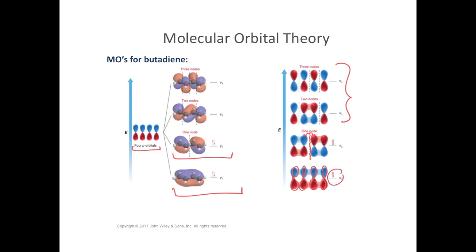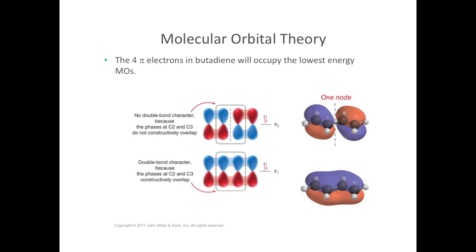Now notice that just these two lower energy molecular orbitals are being occupied by electrons. So the 4 pi electrons in butadiene occupy the lowest energy molecular orbitals. Now here there's double bond character between C2 and C3, which is evident by this constructive overlap. However, with the next molecular orbital, there is no overlap between C2 and C3, so there would be no double bond character.